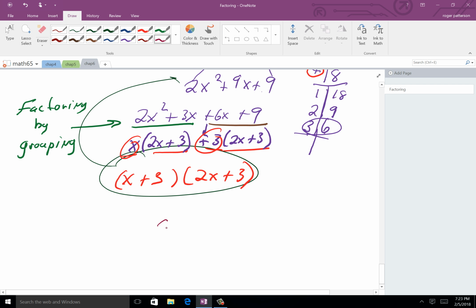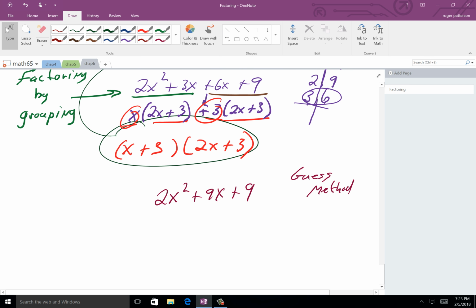Now let's do it this way. The other way of doing this, I just simply call the guess method, because it's what you do. You guess, and you hope that you get it right as quickly as possible. But if you have an idea how FOILing works, then you'll be a pretty good guesser. So how does it go?